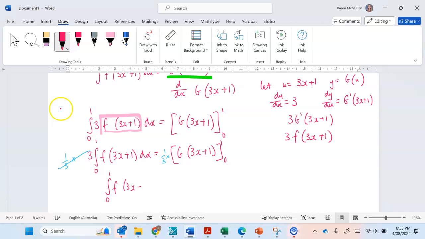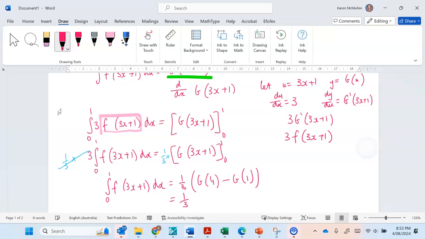All right, so the question wants us to find this, what I'm drawing now in pink. And I'm going to substitute the 1 and 0 into my antiderivative. So going into G, 3 times 1 is 3 plus 1 is 4. Minus, and substituting in the 0, 3 times 0 is 0 plus 1 is 1.